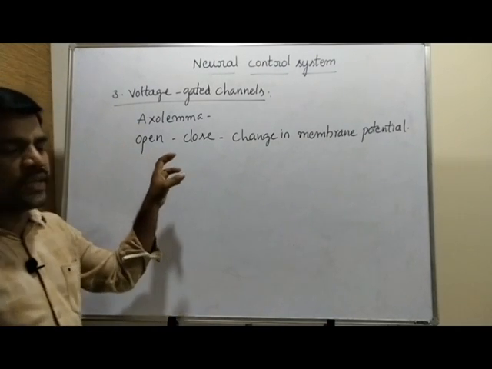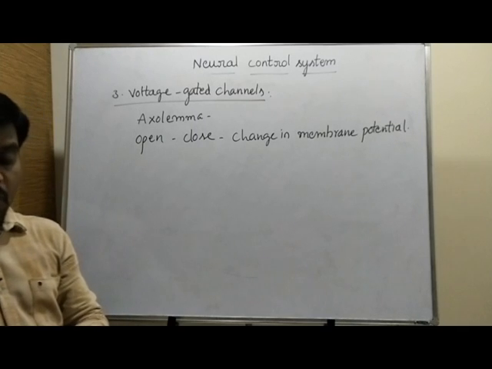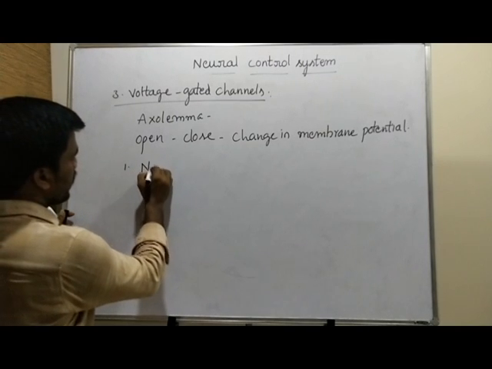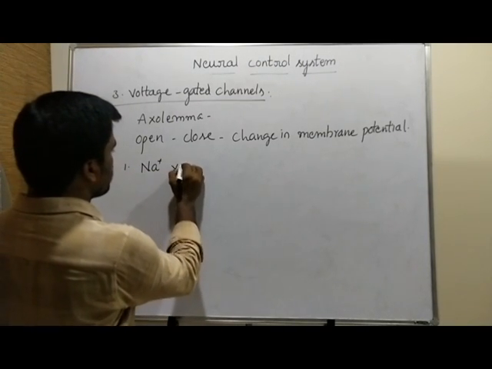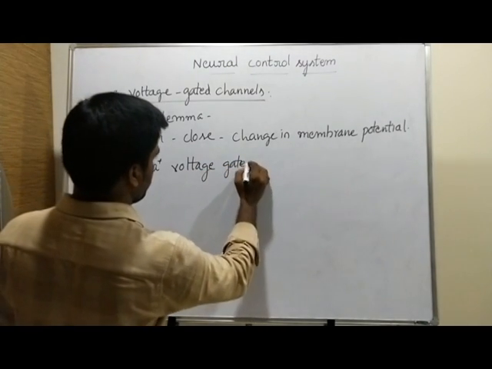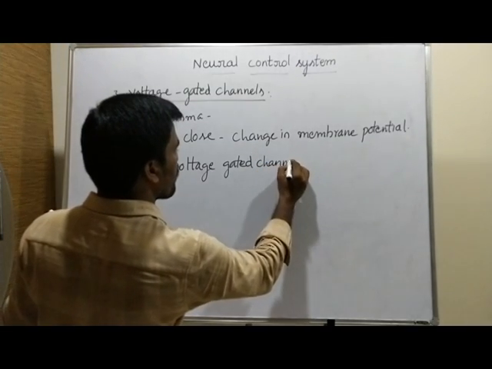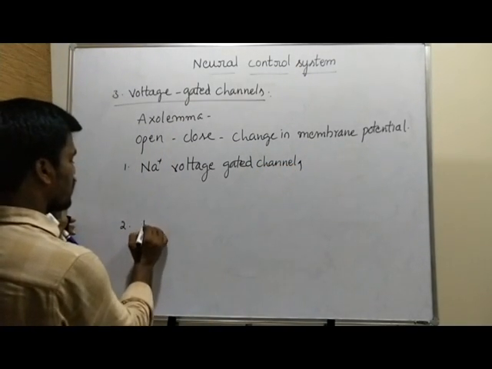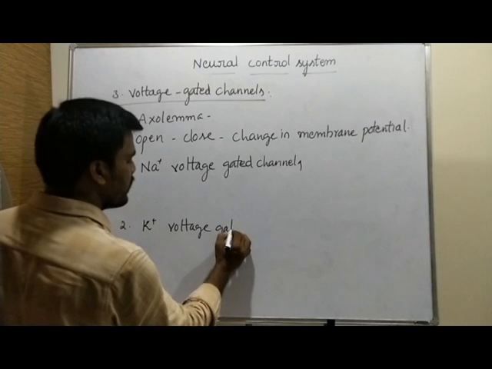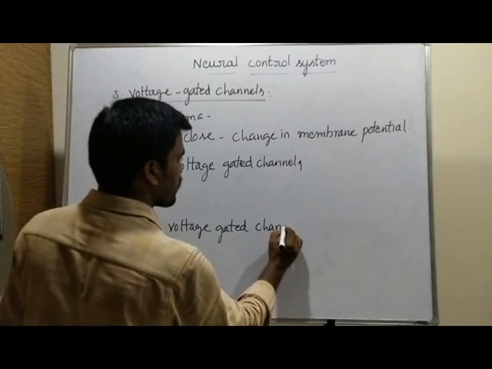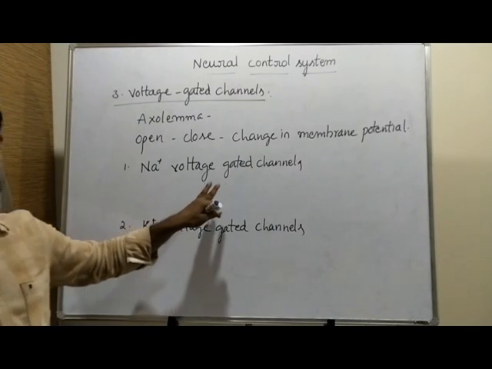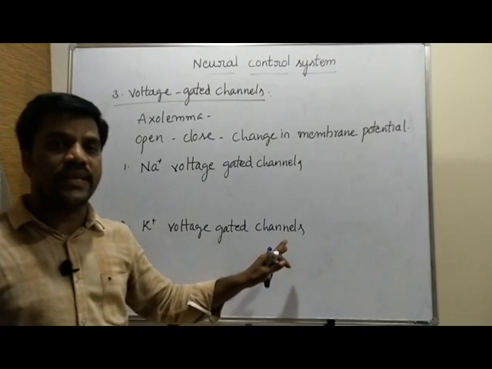These voltage gated channels are classified into two categories. The first one is sodium voltage gated channels, and the second one is potassium voltage gated channels.